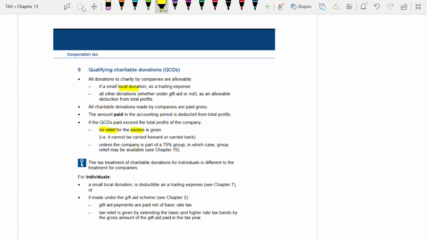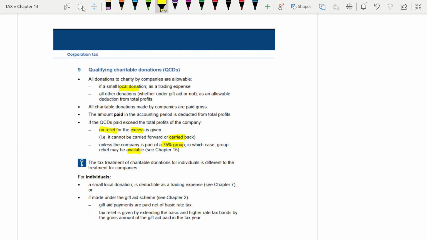You cannot say that I am having profits of 100 and I will give donations of 150. In that case, no relief. It cannot be carried forward or carried back unless the company is part of a 75% group, in which case group relief may be available. If it is a 75% group, we will cover it in chapter 15.